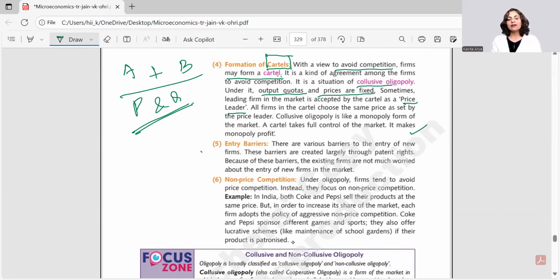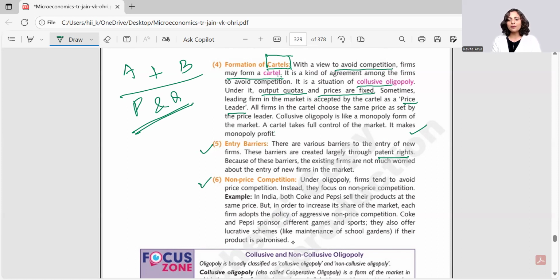Okay, then we have entry barriers because there are only few members in the market. How and why would they allow the entry of the others? Because even one entry would significantly reduce their own market shares and profits. So there are a number of barriers created by patent rights and other such barriers, right? Which avoid the entry of other people in the market.